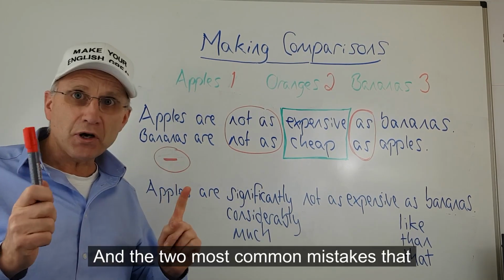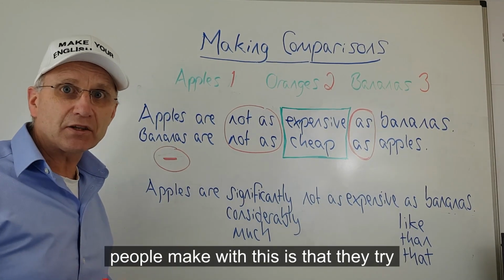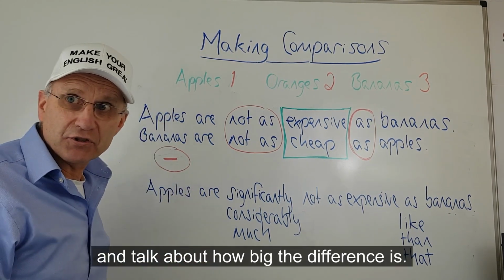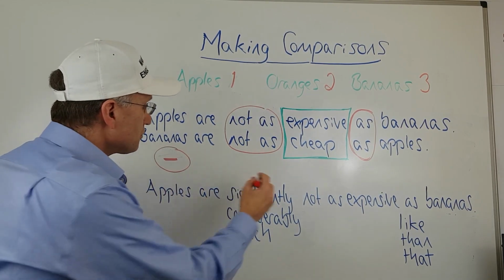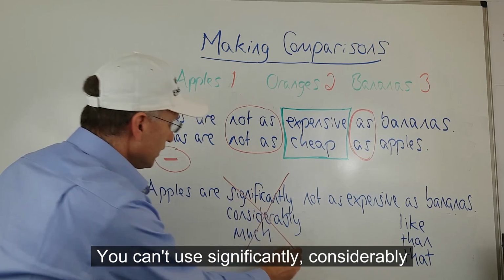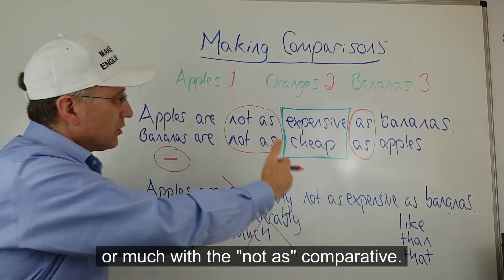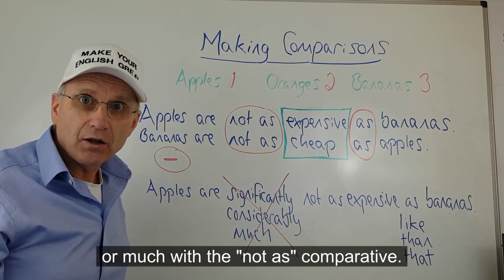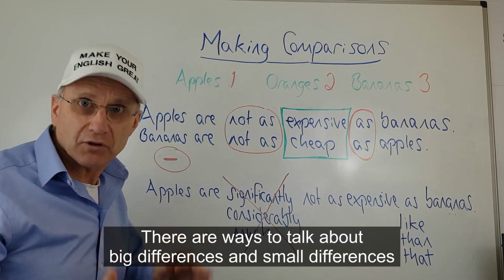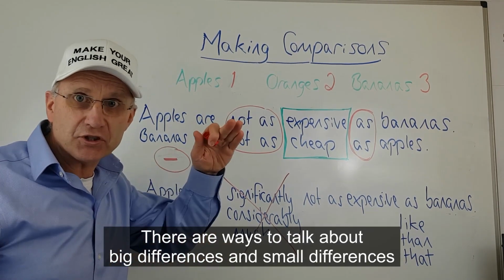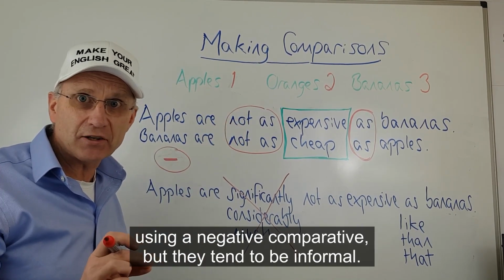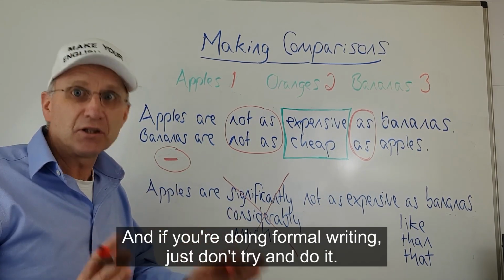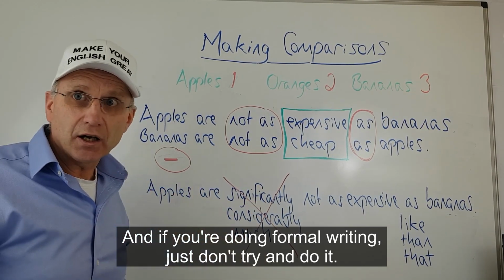And the two most common mistakes that people make with this is that they try and talk about how big the difference is. Don't do that. You can't use significantly, considerably, or much with the not as comparative. There are ways to talk about how big differences and small differences using a negative comparative, but they tend to be informal. And if you're doing formal writing, just don't try and do it.